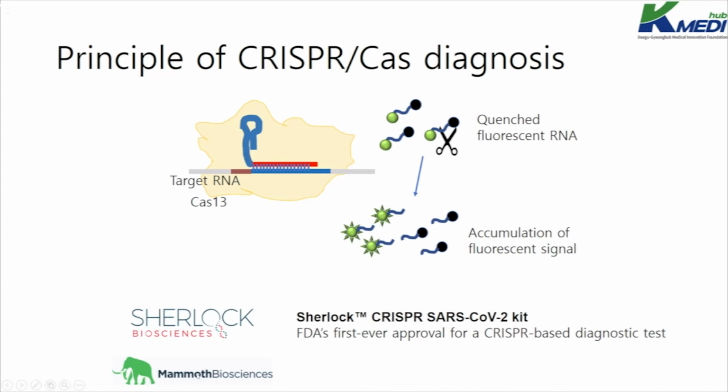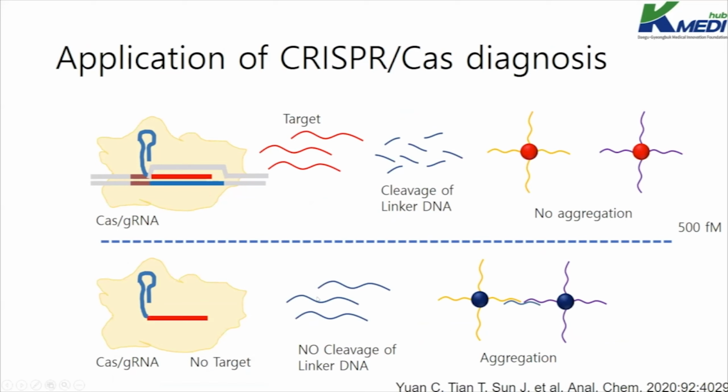And the second famous company is Mammoth Biosciences. I heard that Professor Doudna is related to this. She is the 2020 Nobel winner in this field. Yeah. So this CRISPR-Cas diagnosis is used for many various detection systems. From this slide, I'm going to talk about some applications of CRISPR-Cas diagnosis.